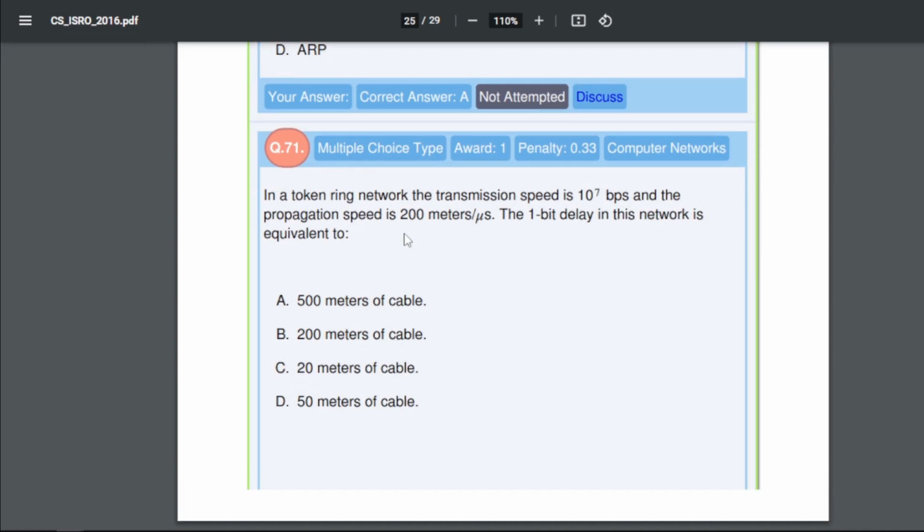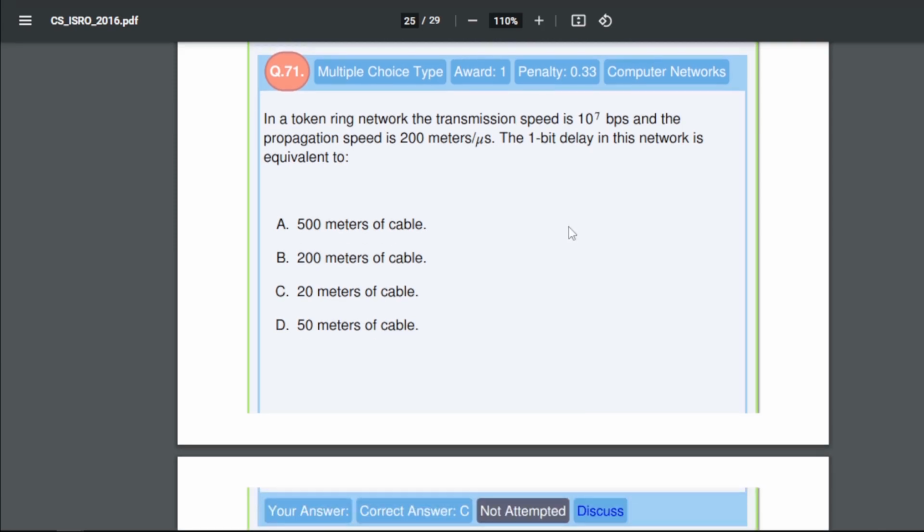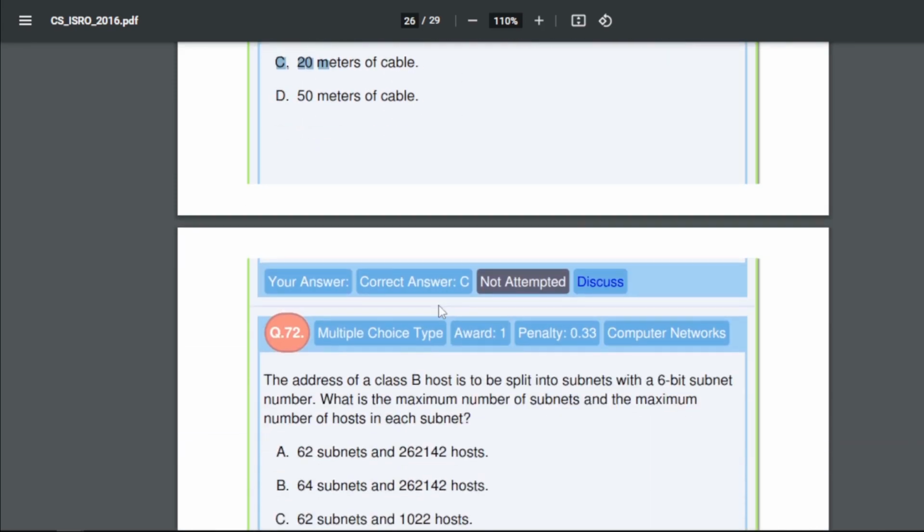71 is, in a token ring network, the transmission speed is 10 to the power 7 bps and the propagation speed is 200 meters per microsecond. The 1 bit delay in this network is equivalent to what? So for this, our answer is C, that is 20 meters of cable.